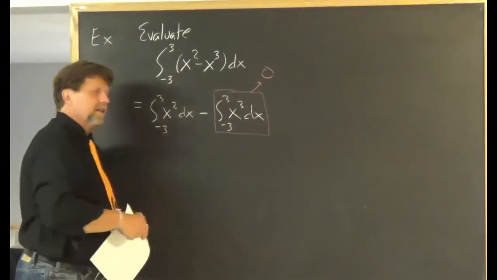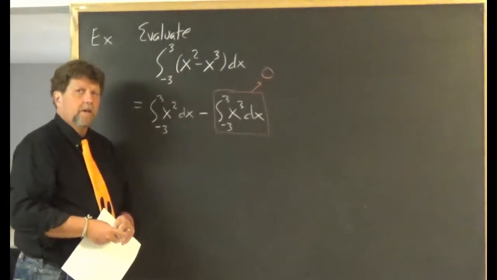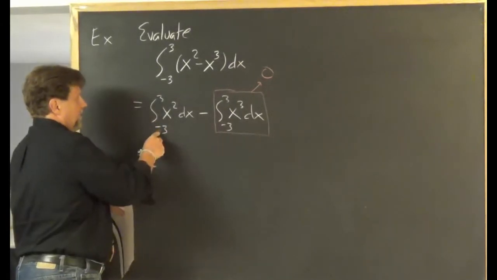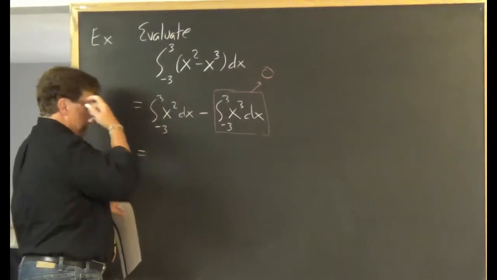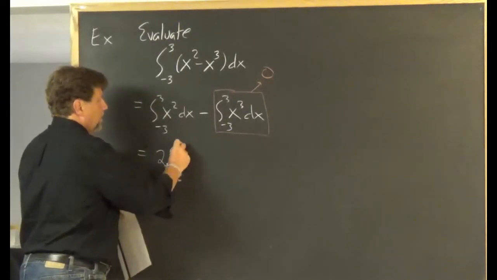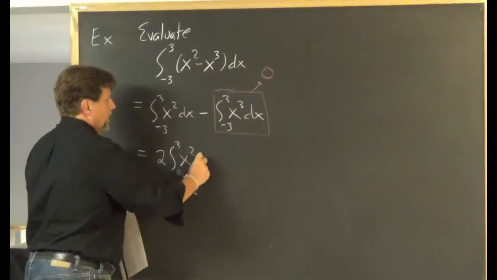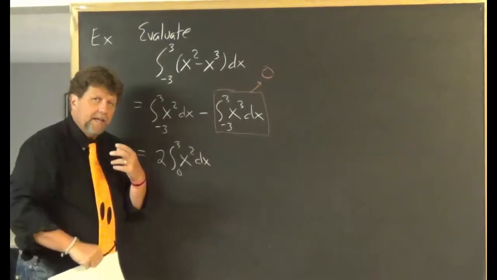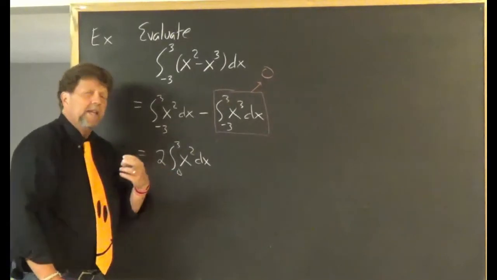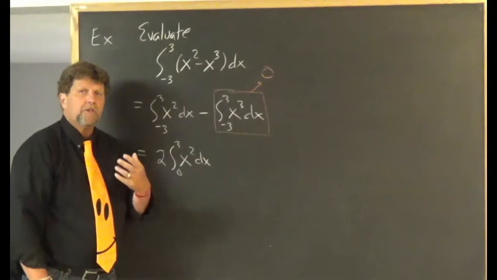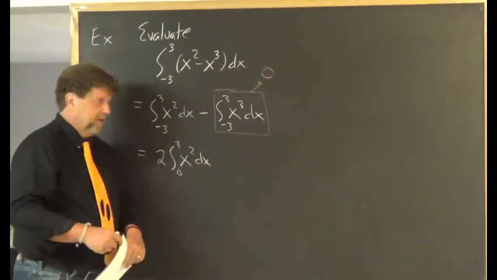x squared is an even function. So I can rewrite this, integrating negative 3 to 3 of x squared dx, as 2 times the integral from 0 to 3 of x squared dx. And I've already said the other integral is 0. See, a lot of times it's nice if we can get 0 as one of the limits of integration. It helps on the evaluation of the fundamental theorem of calculus.